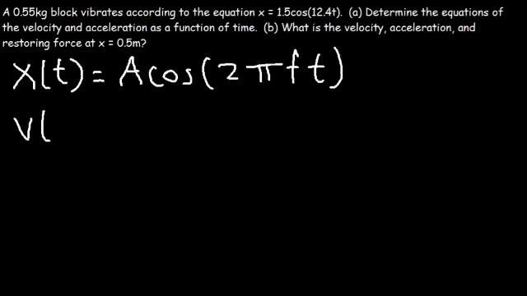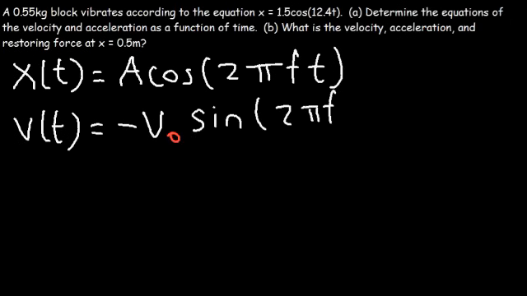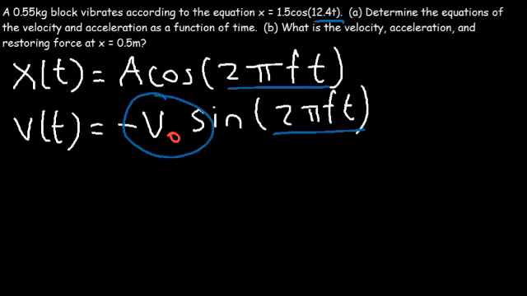Now, the velocity function, we said it was negative v0, which is vmax, times sine 2 pi f t. So notice for the velocity function, we don't need to change the inside part of the sine and cosine function. So 2 pi f t is 12.4t. So that's going to be the same for the velocity function. All we need to find is the maximum velocity. So let's go ahead and do that.